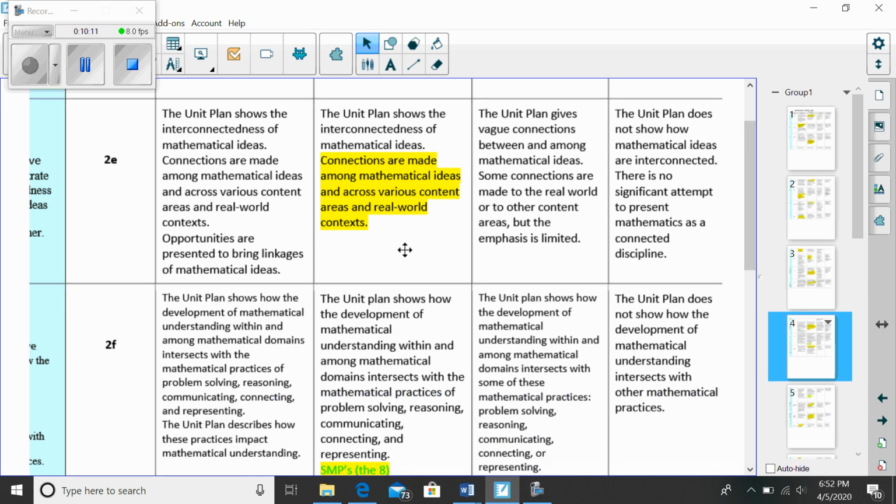So this one, making connections: interconnectedness of mathematical ideas. Again, connections to real life, but also here connections among mathematical ideas. A couple things about this one. You want to show that one plan is well connected to the next day, which is well connected to the next day, and so on, so that there are connections within your unit.